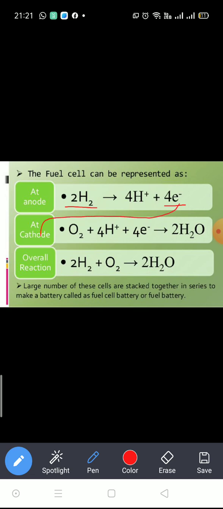Here at the cathode we have oxygen. It utilizes these 4 electrons that are released at the anode, and H positive, also hydrogen ions, and gives H2O.